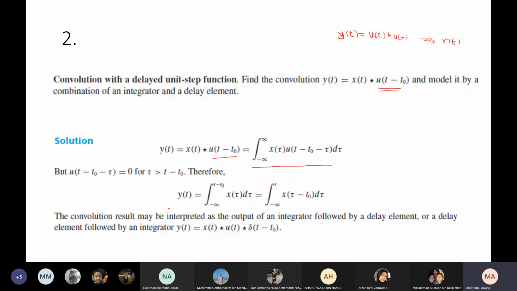So this convolution result can be interpreted as the output of the integrator. Basically, this is the integrator, followed by the delay. So this is the delay. Or you delay first, then this is the integrator.